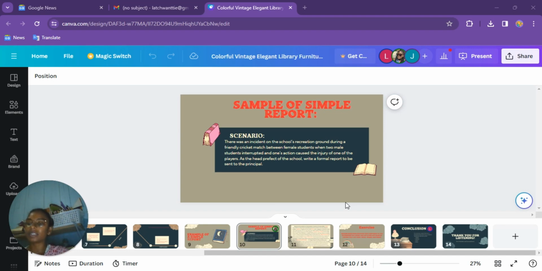Let me get into more details. Now, this is a sample report on an incident that took place on a recreation field between two boys and one player, where one of the players got injured, and the prefect, which is the byline, had to write about this incident that took place on the recreation ground. So let me get into more details.